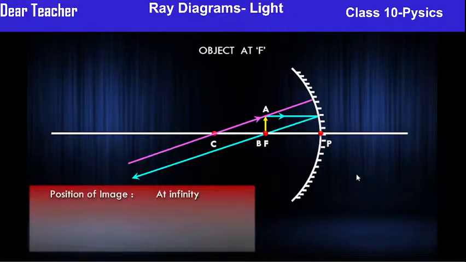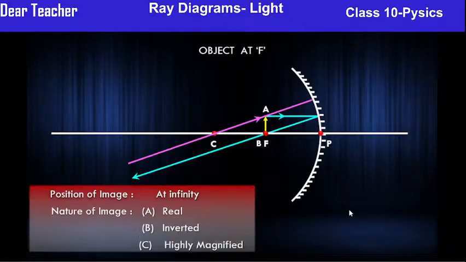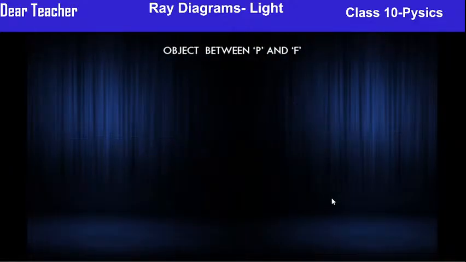So where is the position of the image? The position of the image is at infinity, because you are not getting it, right? And the nature of the image, it is real, because it is there in front of the mirror. It is real, and inverted, and highly magnified, so that you won't be getting it. Highly magnified. So this is when the object is at F. Let us now take the object between pole and focus.